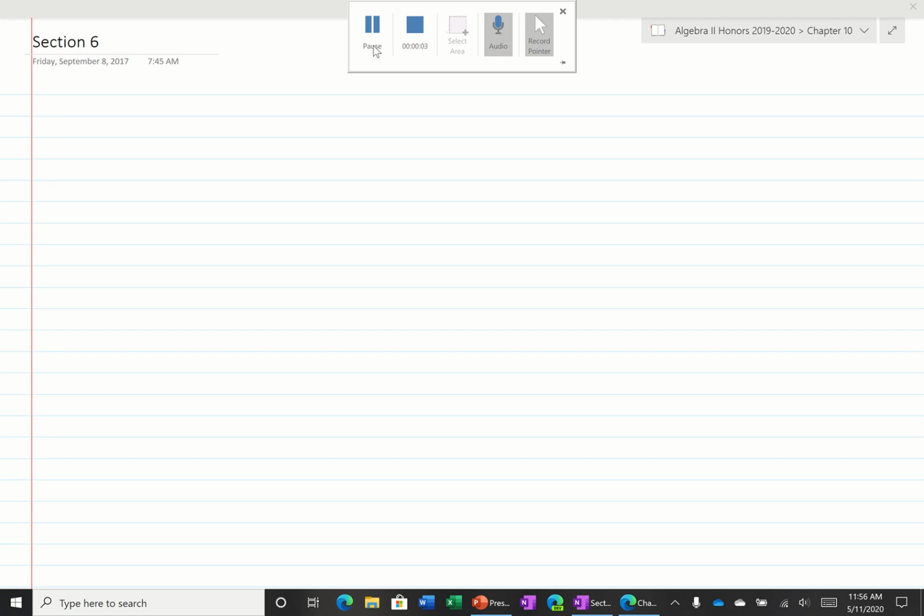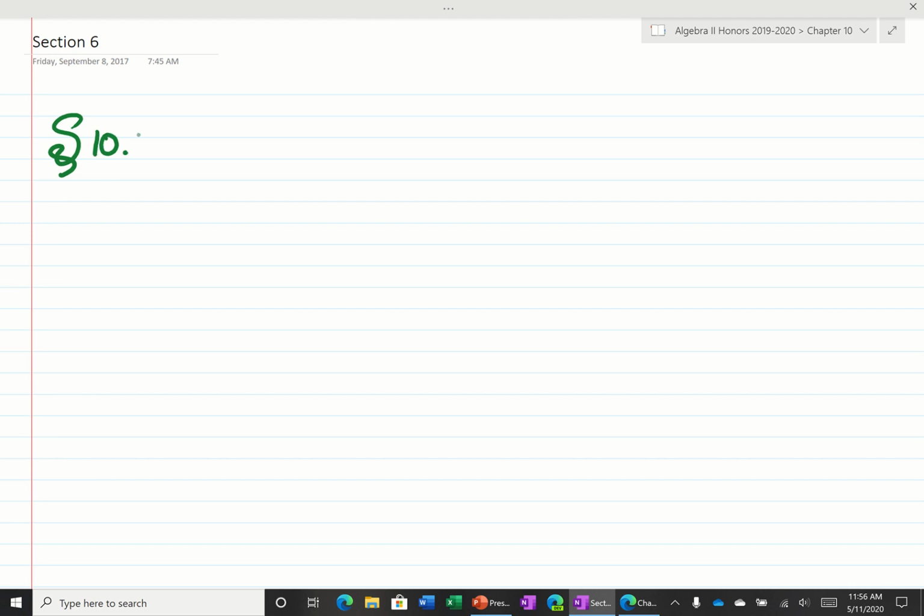So today we're going to be talking about really the punchline of why we need to use logs. So today's lesson is section 10.6, and it's called Solving Exponential Equations.